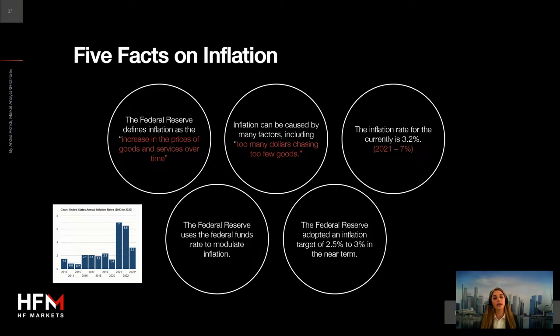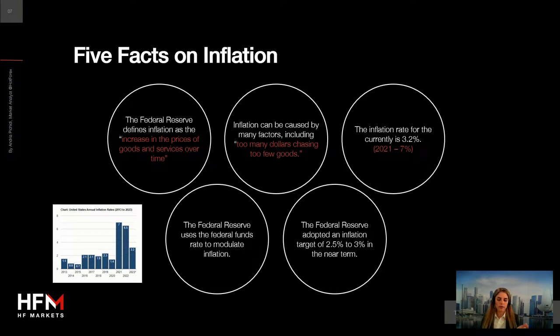Historically, guys, you should know that the Fed has raised the federal funds rate to combat inflation. And a very good example of this action was back in March 1980, where the Fed funds rate increased as high as 20%. Last but not least, the Federal Reserve adopted an inflation target of 2.5% to 3% in the near term. That was the latest updated target that the Fed has right now for the near term for inflation.